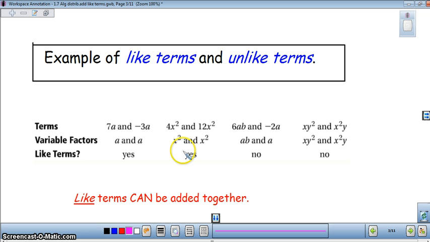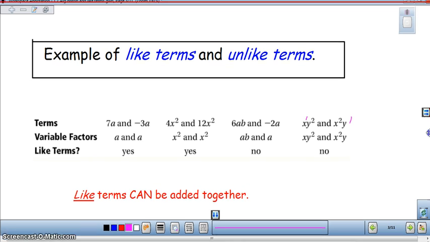We'll soon see adding like terms, and I know you did some of that last year. Both have x squared as our common factor. They are like terms. Here, this has the variable factor of a, b, and a. Are they the same? No, not like terms. Xy squared and x squared y do not have the same exponents. In order for them to be like terms, we would have to have them both being x squared y. Notice here, x is to the first power, y is to the second. Here, y is to the first power.